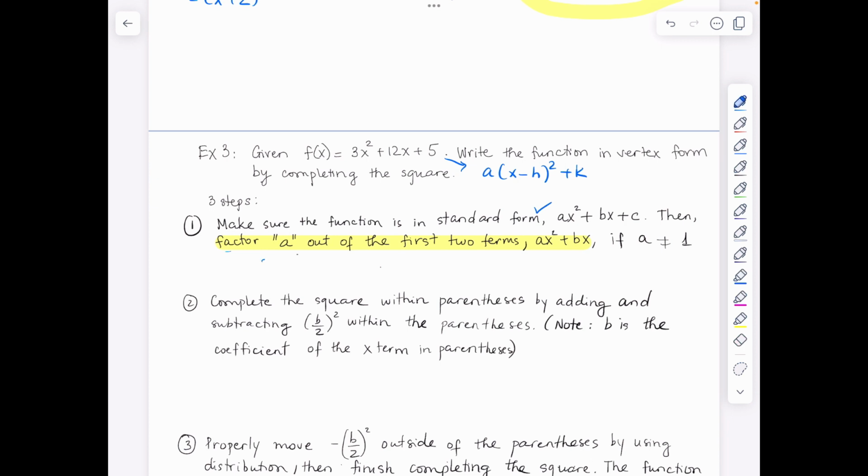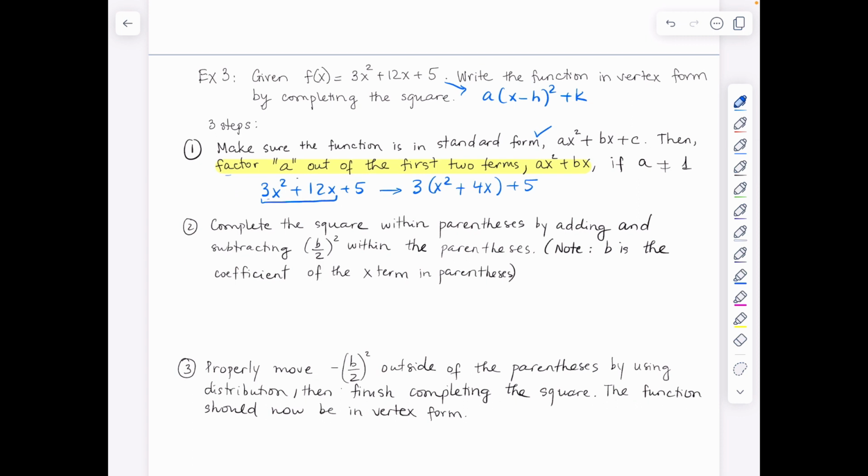So I'm going to rewrite the function 3x squared plus 12x plus 5. A is 3, so we want to factor 3 out of those two terms. So we have 3, and then x squared plus, that will give you 4x, and then plus 5. Notice that we are not factoring out the greatest common factor. We are only factoring out the coefficient a.